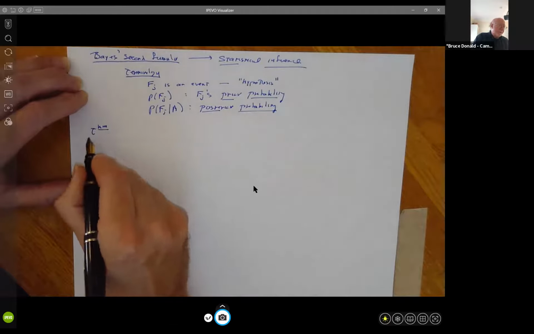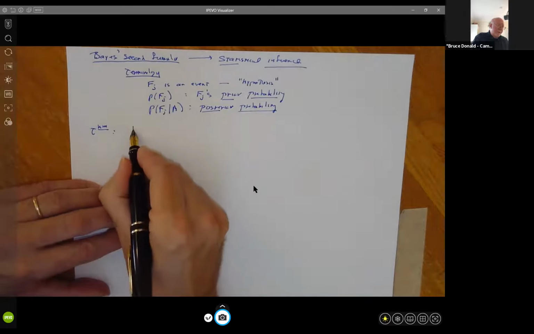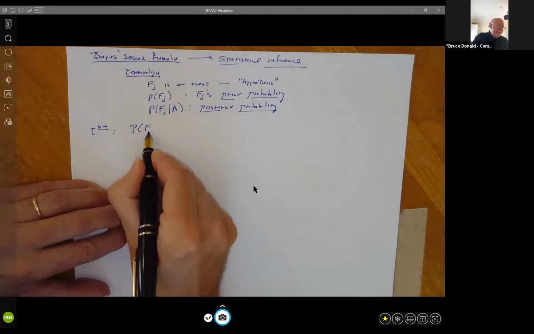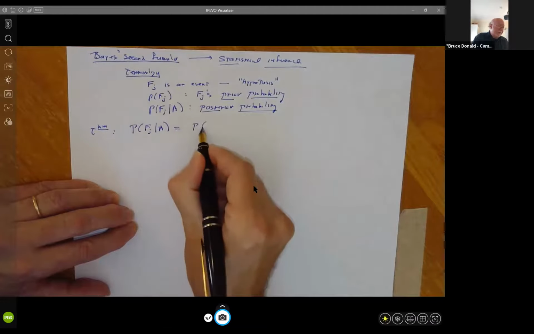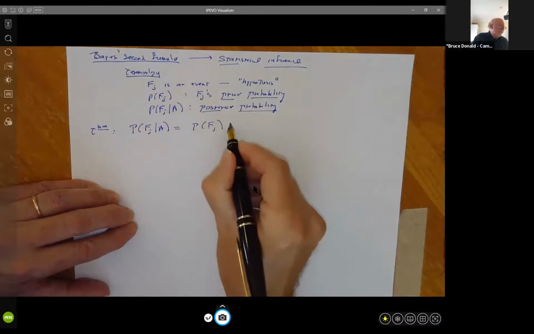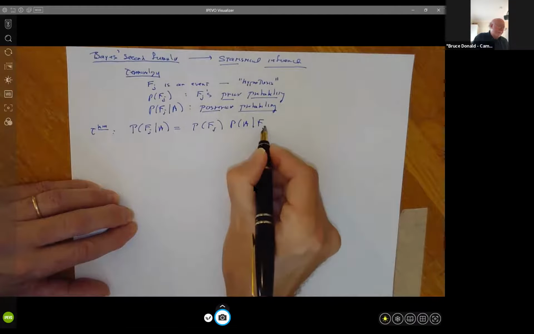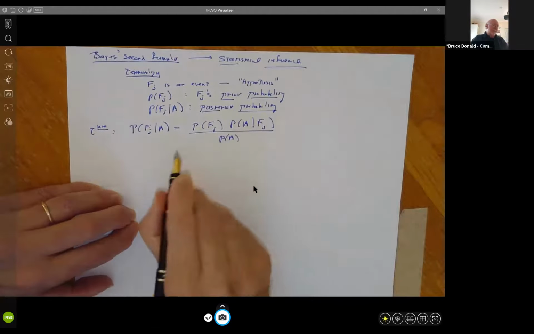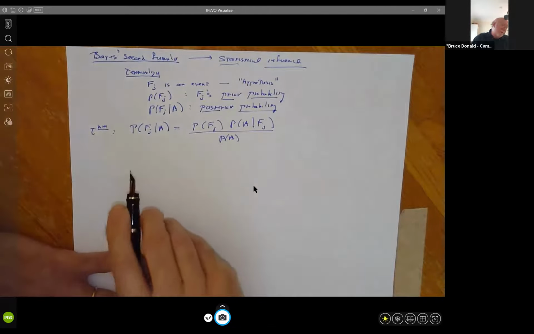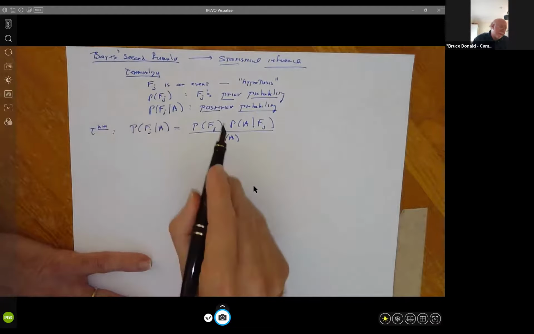So Bayes' second formula, specifically Bayes' theorem, is often stated like this, and we'll prove it. So the probability of Fj given A is equal to the probability of Fj times the probability of A given Fj, over the probability of A. And of course, you could also say this in words by noting this is called the posterior probability, this is called the prior probability, and so forth. Okay.